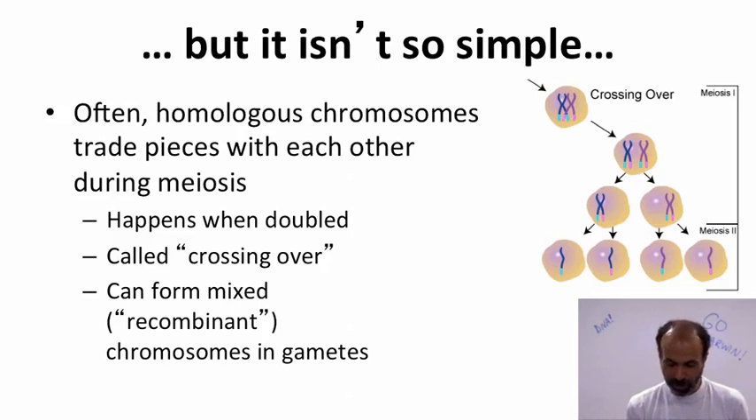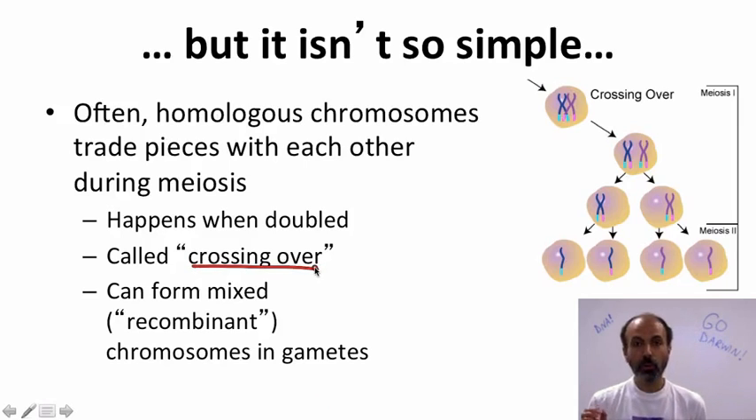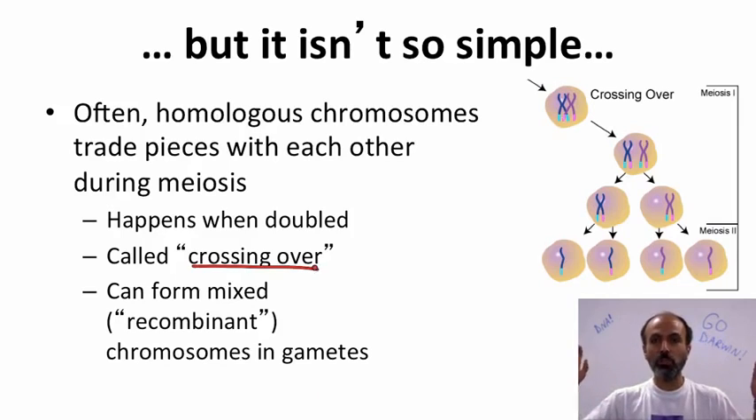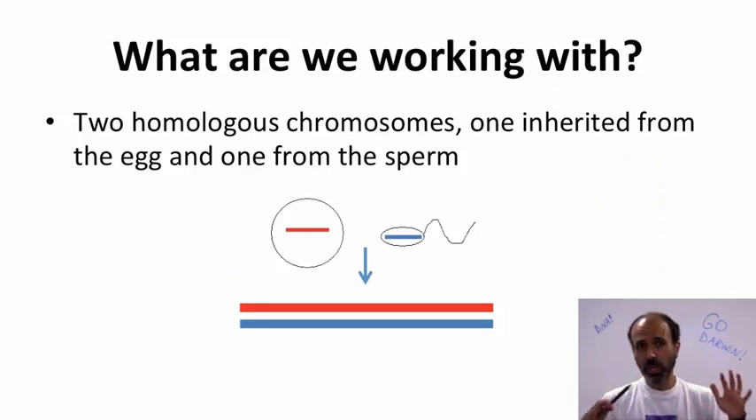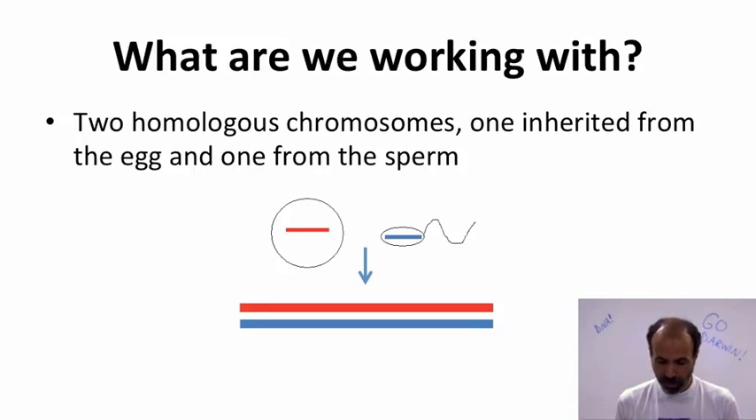So this happens when they're doubled, and this process is called crossing over. And this again forms recombinant chromosomes, or recombinant gametes, where if you're looking at two genes, you can get combinations not found in the parents among the alleles. So let me just walk through this a little bit more slowly. So you have two homologous chromosomes, one inherited from the egg, one inherited from the sperm. So here's your egg chromosome, here's your sperm chromosome. We see them both. So here they are, put together.